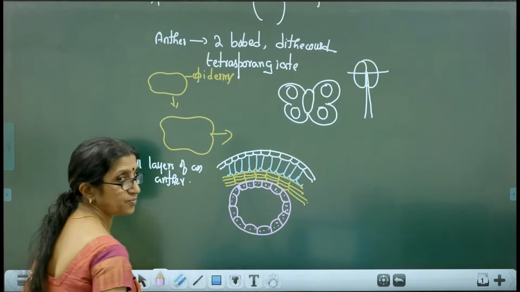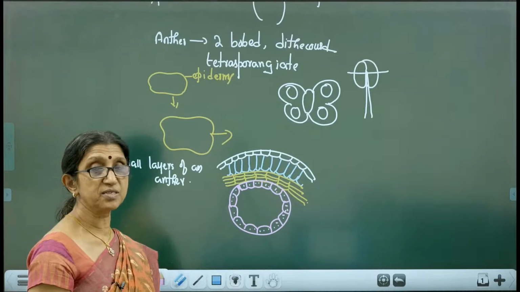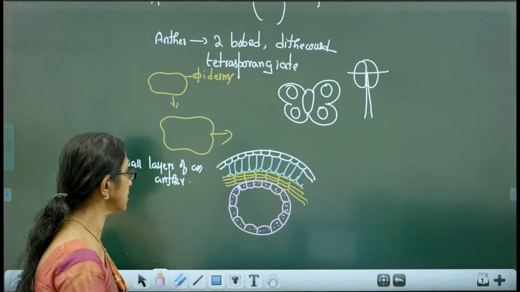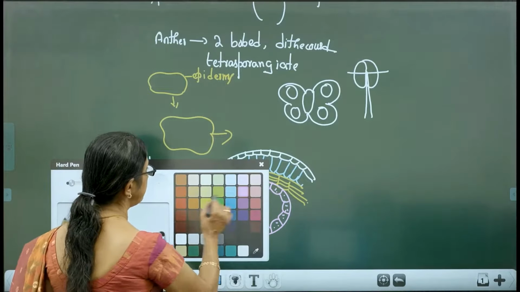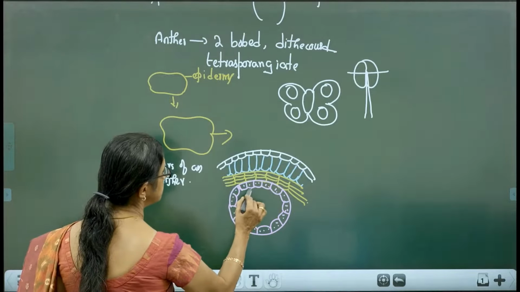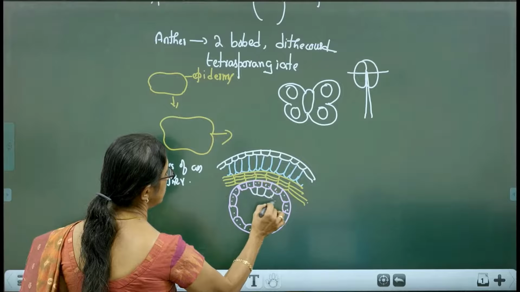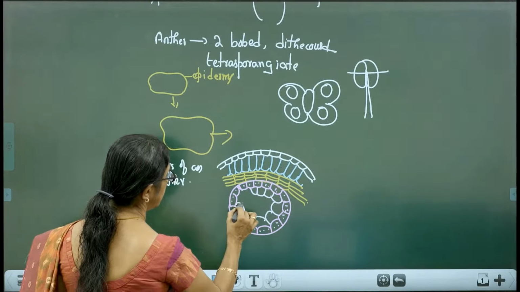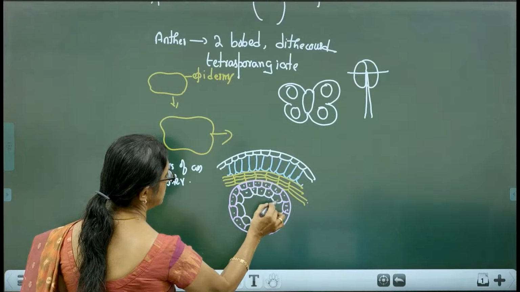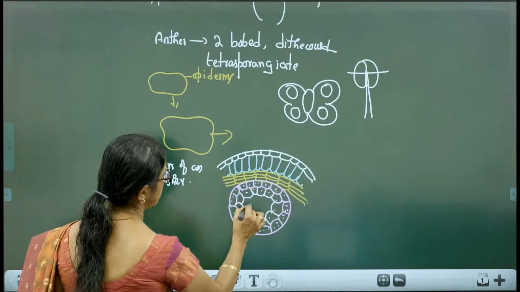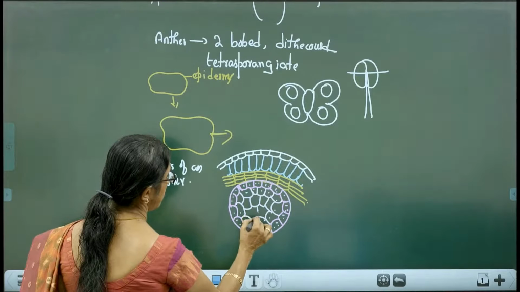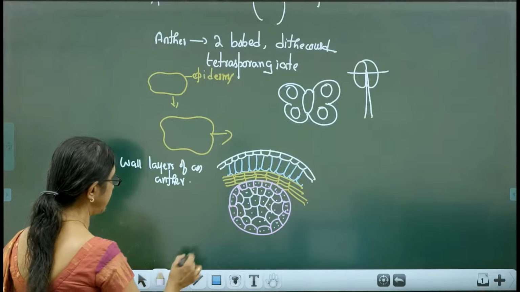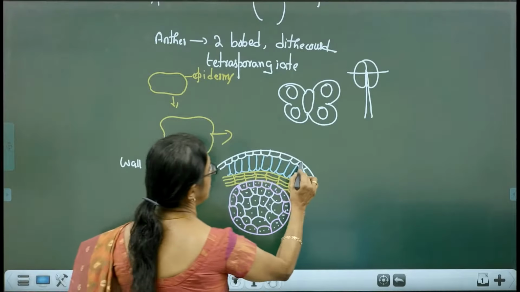Like this. And this encloses porogenous tissue in a young or developing anther. So within this we can see the porogenous tissue, completely filled with cells like this. Let us label the various layers. What do you call this?